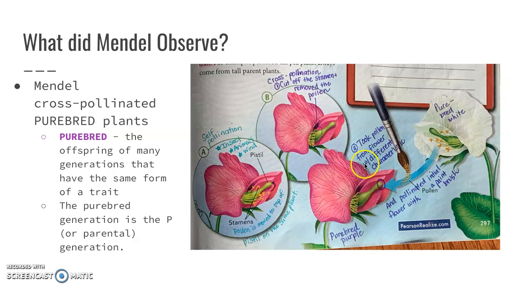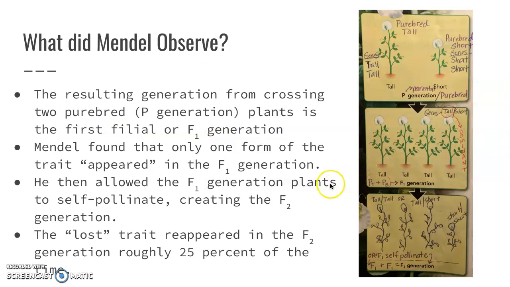When we crossbreed a purebred with a purebred, remember, we call this the P generation or the parental generation. And so we have only genes for purple plants here and only genes for white plants here. And when we cross those two, that cross is called the parental generation. All right, the resulting generation from crossing the two purebred generations is the F1 generation, or the filial generation.